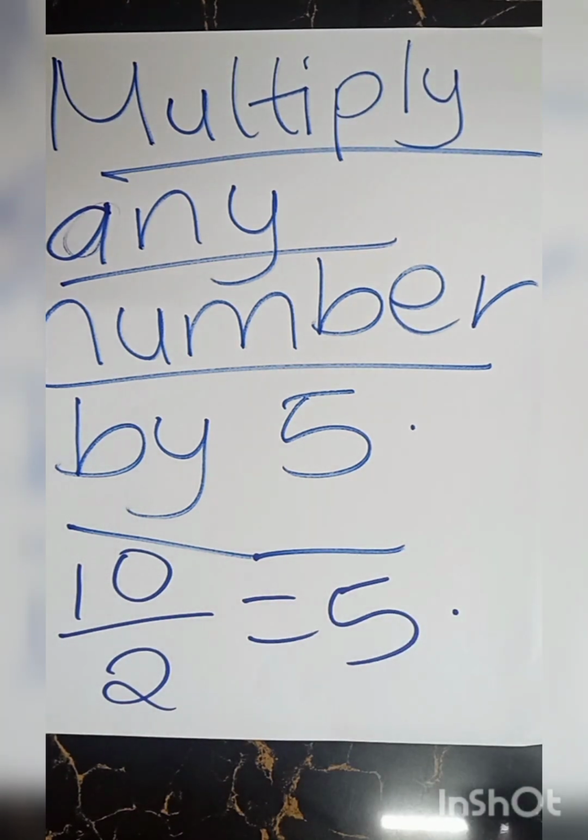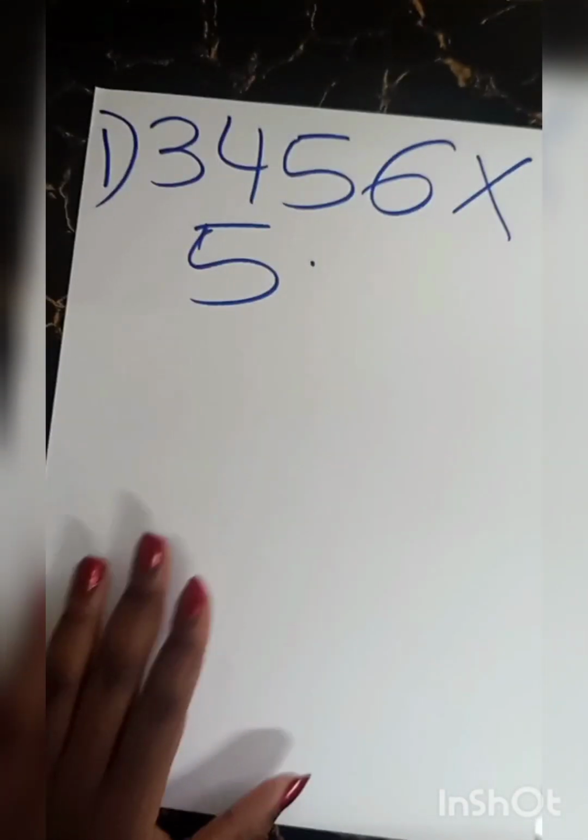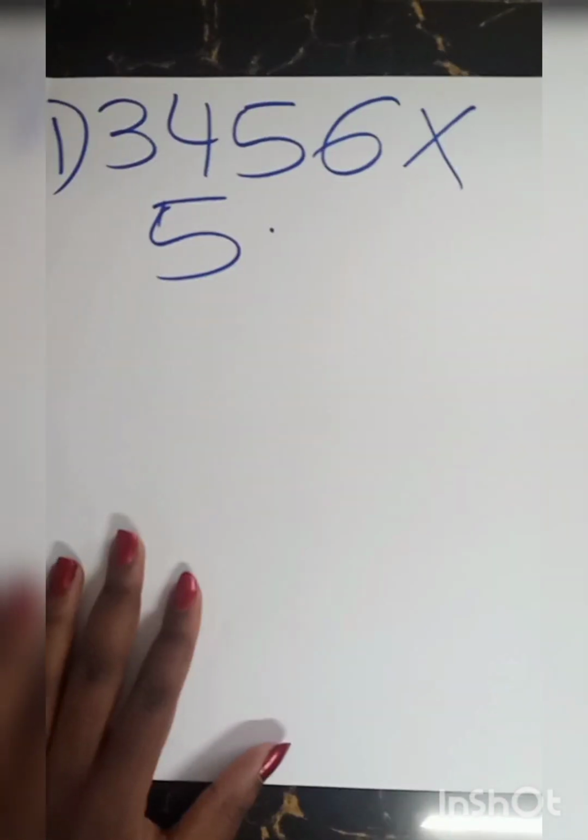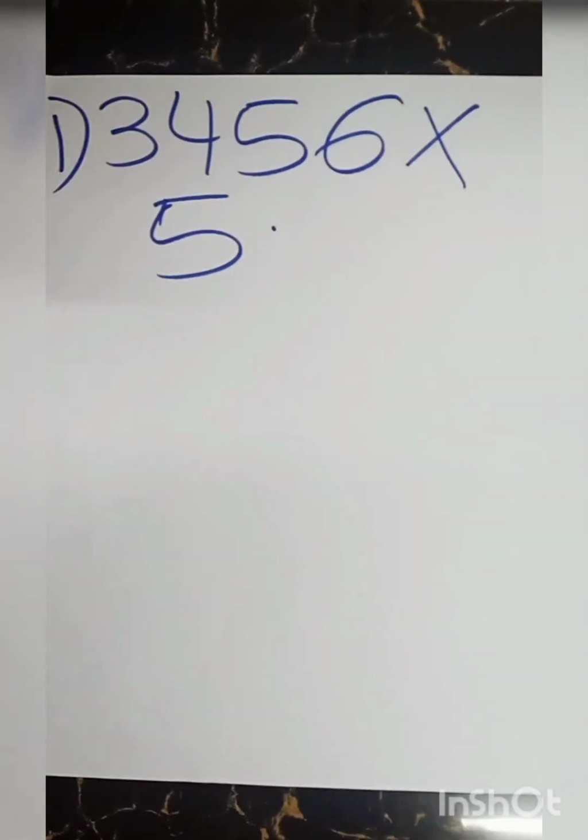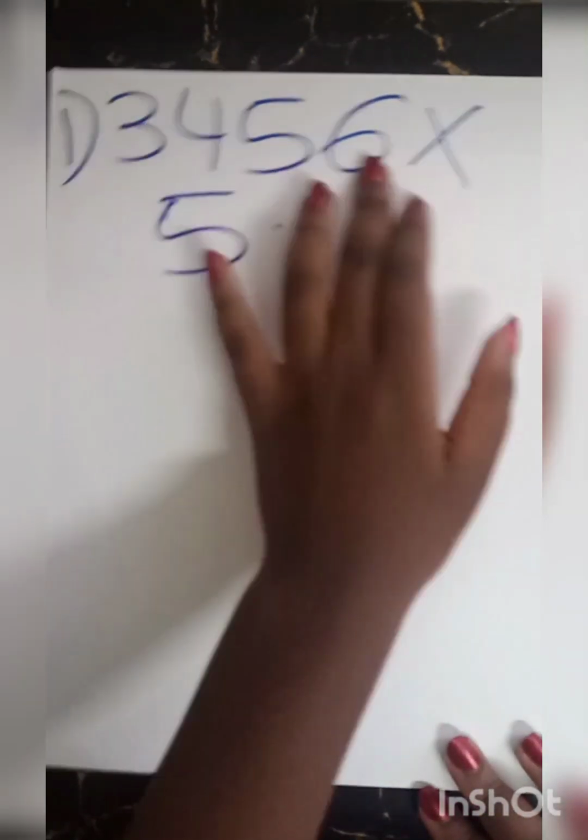So let's look at an example. So if you're asked to multiply a question like this, how do you go about it? So now we've established that 10 over 2 gives you 5, okay? So that means that all we need to do here is to divide the number we are multiplying 5 by 2, okay? And then multiply by 10, okay? So let me show you what I mean.